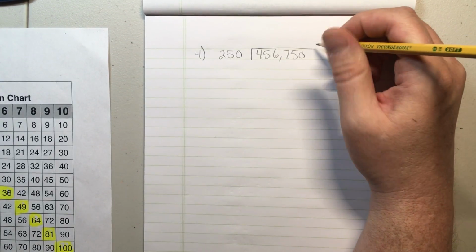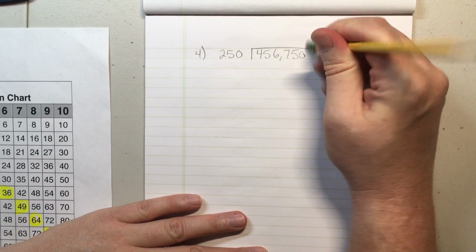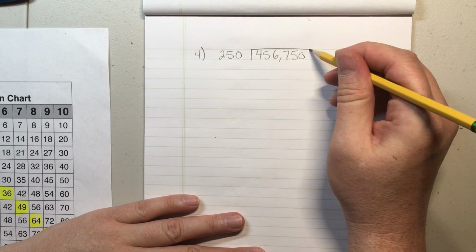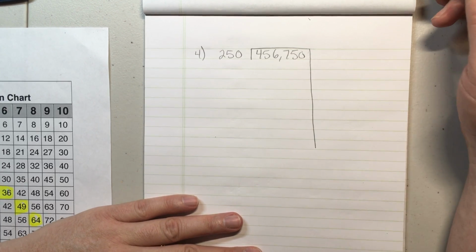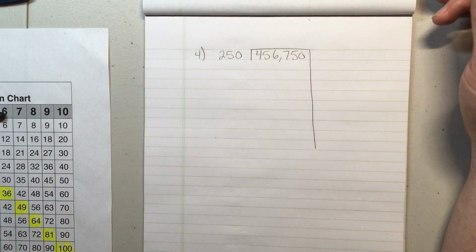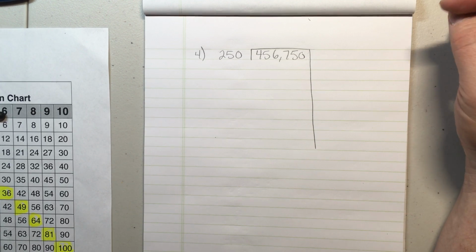456,750. If you notice, I just go for it. I just throw numbers out there, no idea, right off the top of my head. It's like freestyle math. And if I make a mistake, I keep it. I'm not going to re-record.